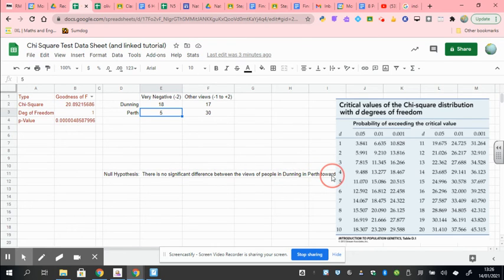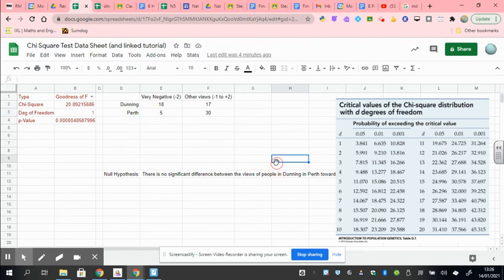So I would say I can reject my null hypothesis, no significant difference between the views of people in Dunning and Perth towards housing developments, to the 0.01 level, which means I am 99% confident that there is a difference in the views of people in Dunning and Perth.